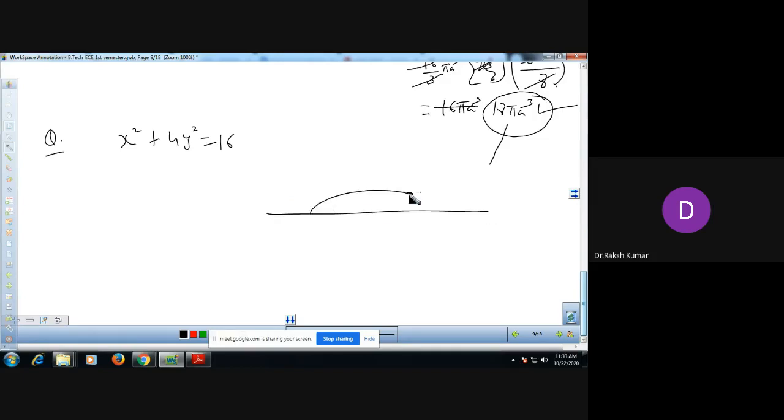You know that this is the shape of the ellipse, and this is the x-axis, this is the major axis, this is the minor axis. So this is the major axis, so you have to revolve it about its major axis. But before this, how to find out the required surface area?